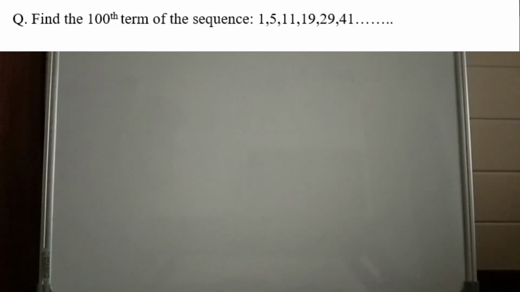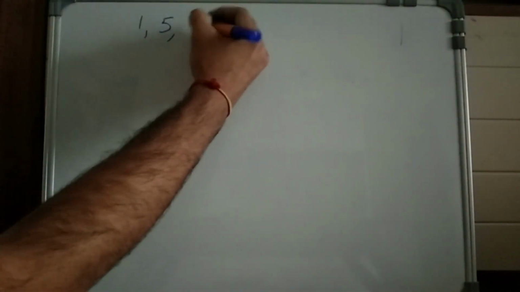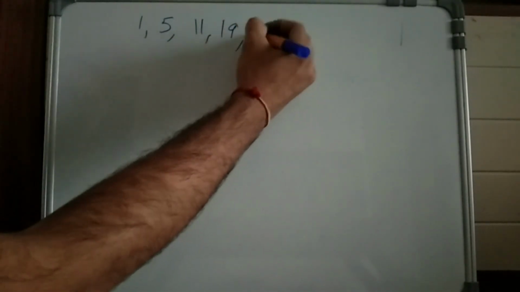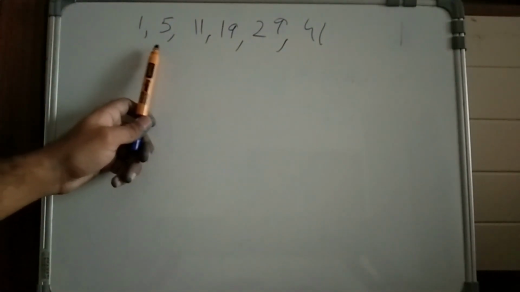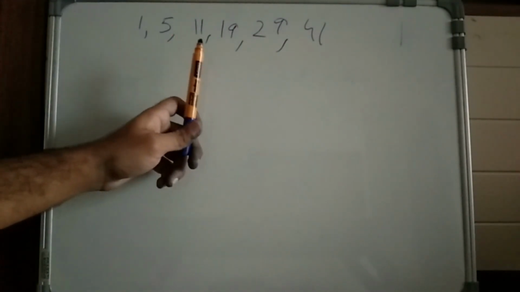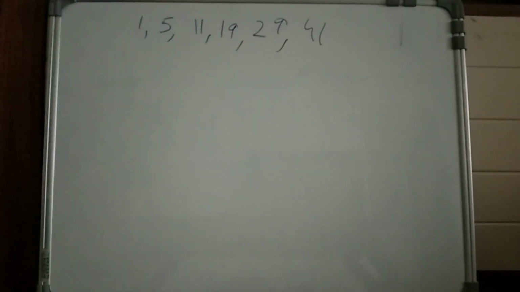The next question says find the 100th term of the sequence 1, 5, 11, 19, 29, 41. So the sequence given is 1, 5, 11, 19, 29, 41. We can clearly see over here that the differences are in AP. This is a very famous kind of sequence where the difference is in AP. Here the difference is 4, then 6, then 8, then 10. So the difference is in AP.